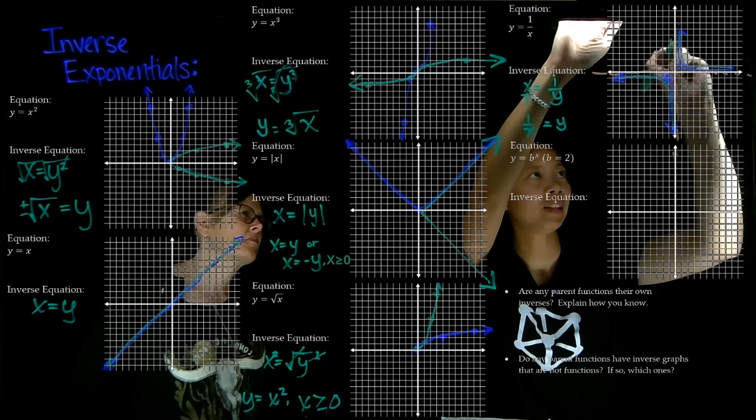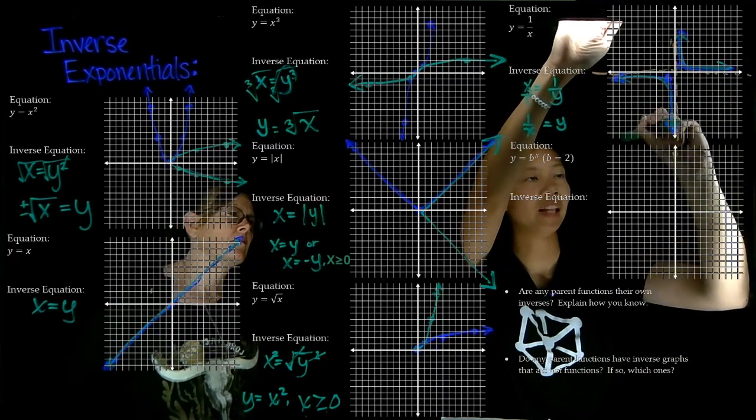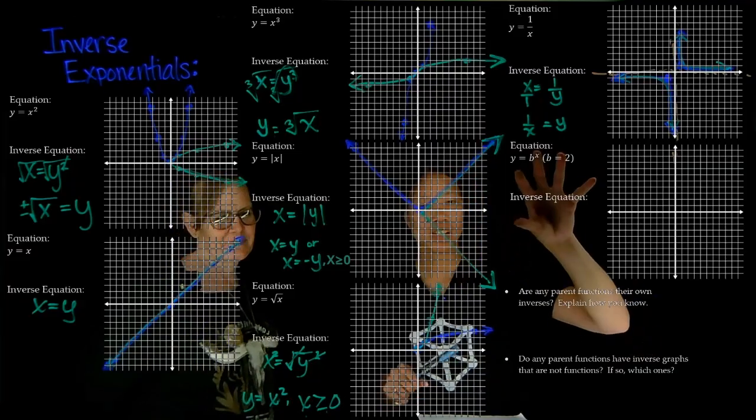We highlight it over, it's right on top of each other, but the inverse and the parent graph are the exact same for the rational. All right, let's do this exponential one.